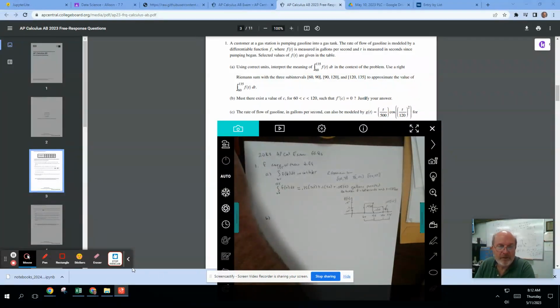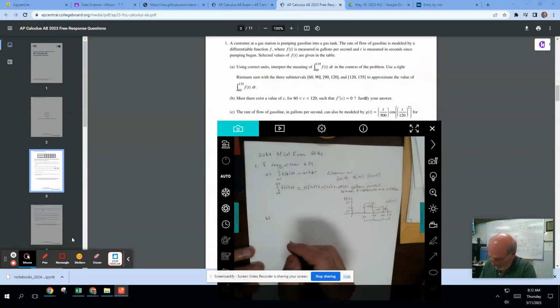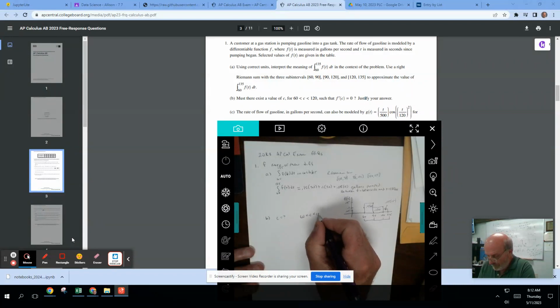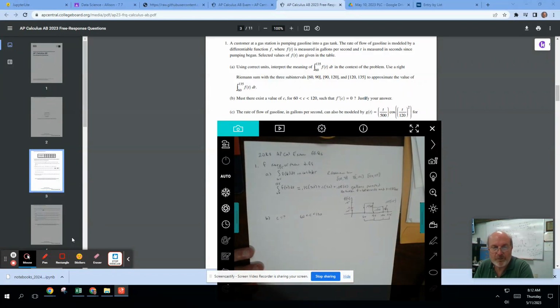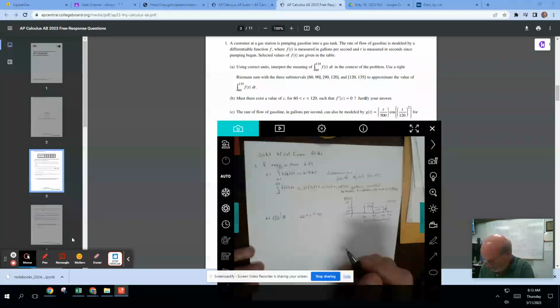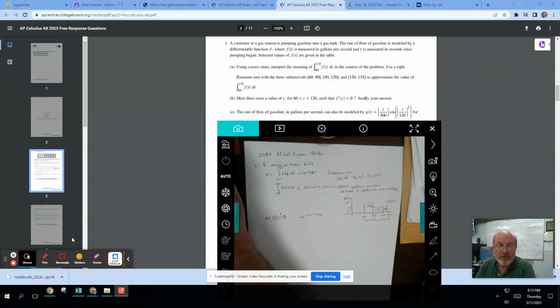Part B: must there exist a value of c for 60 less than c less than 120 such that f prime of c equals 0? Justify your answer. Okay?